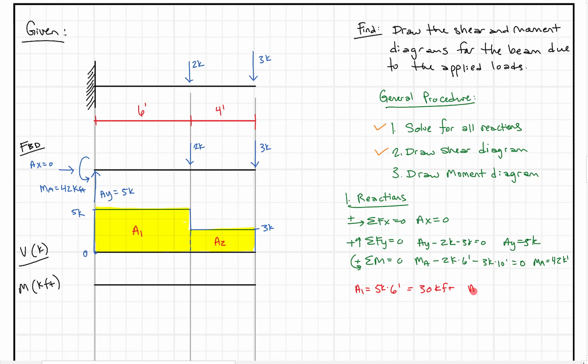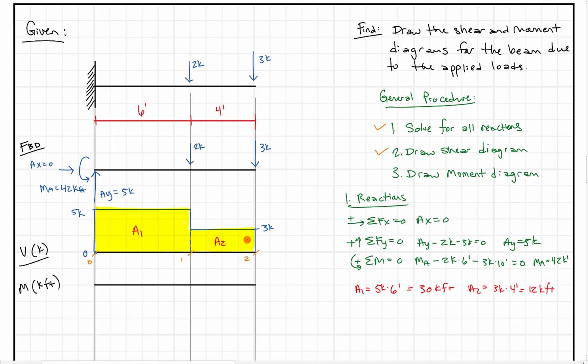Okay, and likewise, we're going to say the area 2 is going to be just another rectangle. So 3 kips times our distance of 4 feet, and that's going to be 12 kip feet. Okay, so what that tells us is the change in moment from point 0 to point 1 to point 2. So if this is 0 here, and then we have point 1 and point 2, these areas are going to tell us the change in moment.